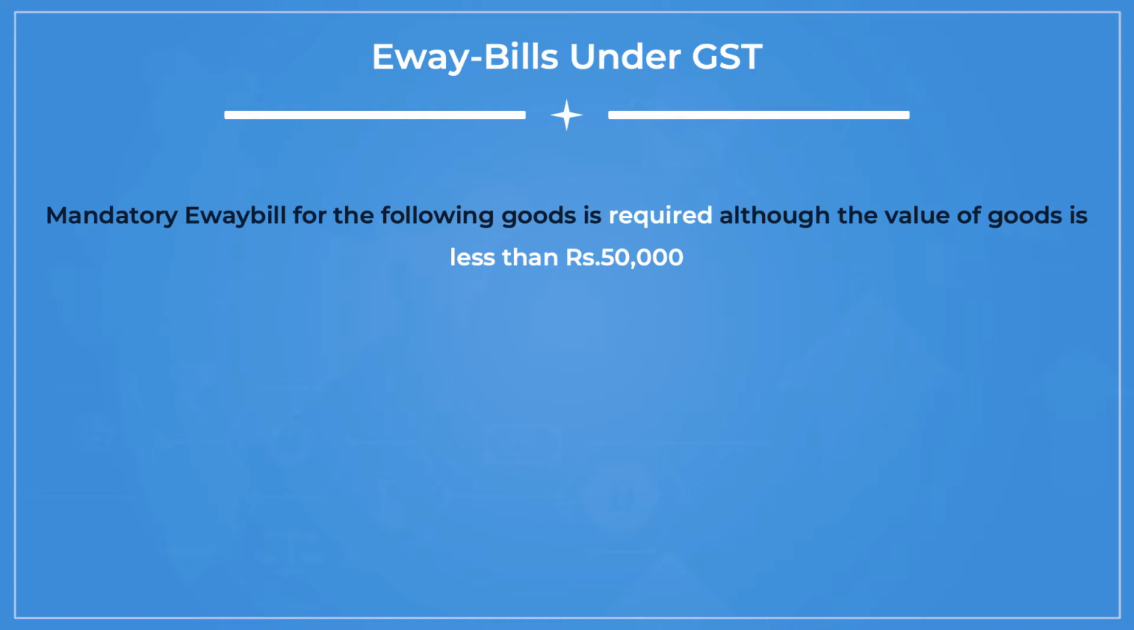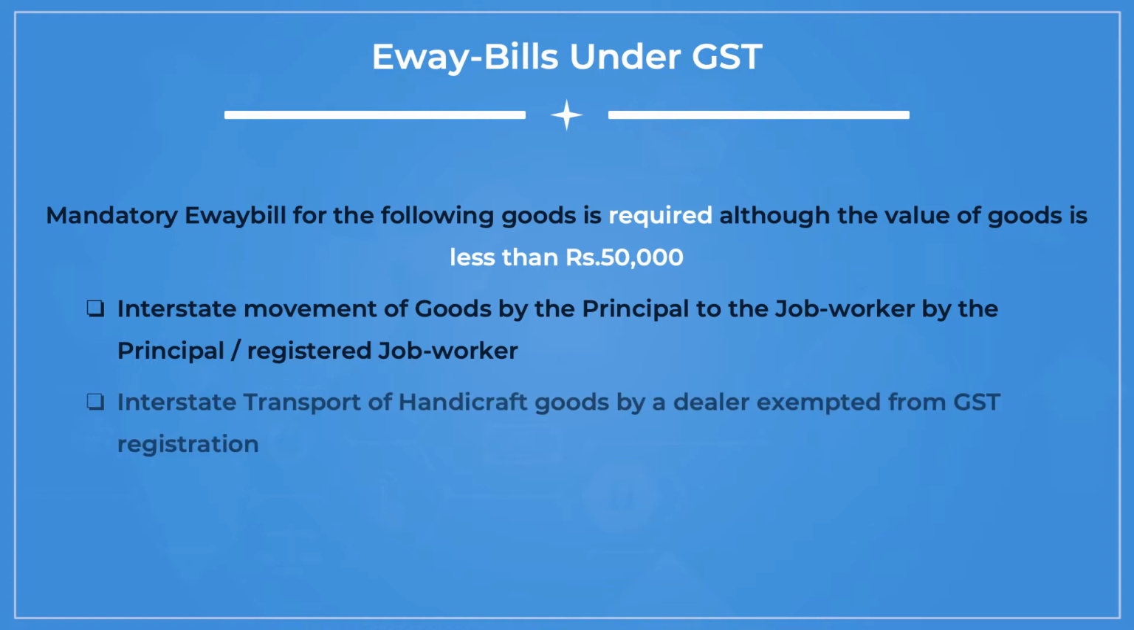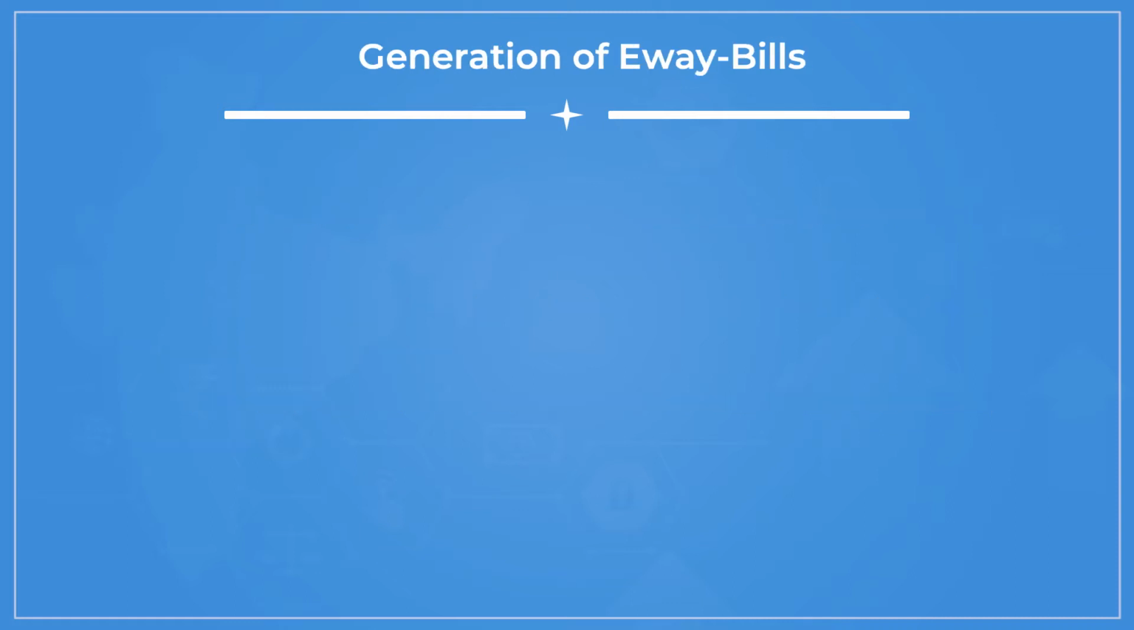Such cases are interstate movement of goods by the principal to the job worker, by the principal or registered job worker, and interstate transport of handicraft goods by a dealer exempted from GST registration. Let us see generation of an e-way bill.